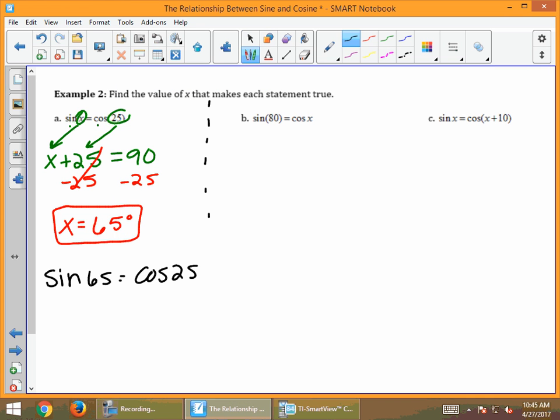It's super tempting to say that because the sine and cosine are equal, then those angles are equal. That's not the case. They add to 90. They're complementary. So that's the hard part you have to remember.